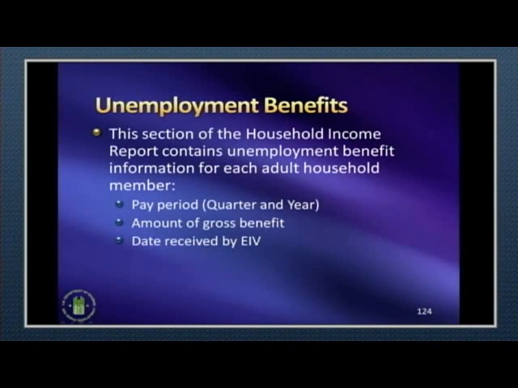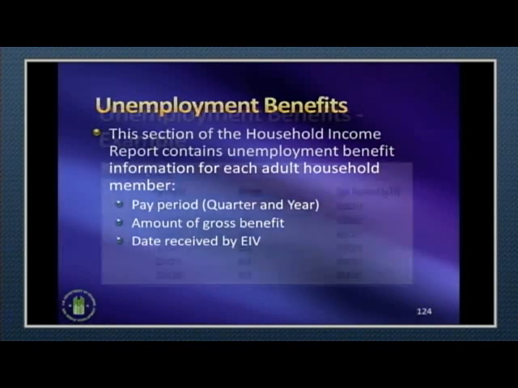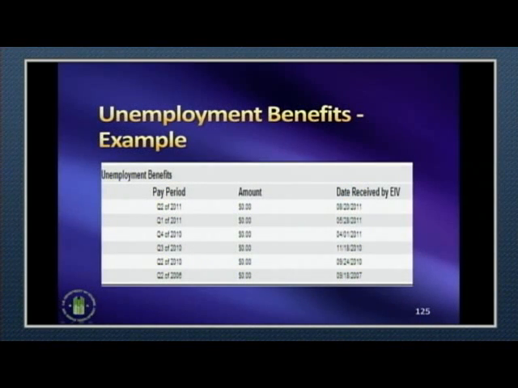Okay, your unemployment benefit information is going to contain the pay period in which the unemployment benefits were paid, as well as the gross benefit unemployment amount and the date received by EIV. Here's an example. Notice here we have Q2 of 2011. There was nothing paid out, but we did receive that information from the local unemployment office that no benefits were paid as of August 20th, 2011.